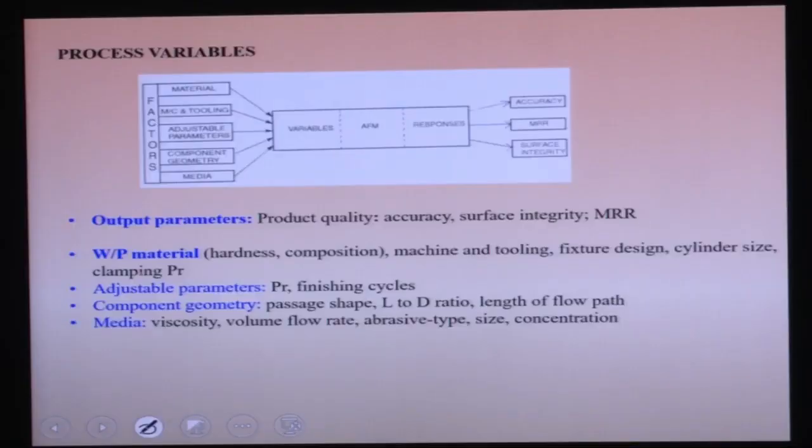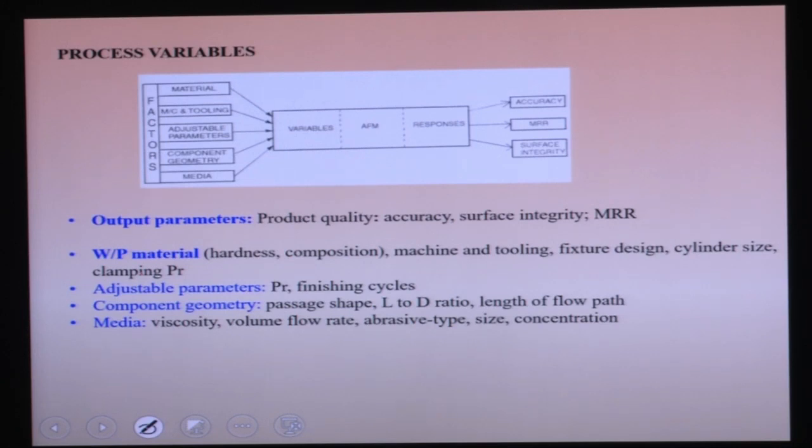Okay, so you can use that kind of media and it can give almost similar efficiency. These are the different process parameters of the abrasive flow machining process. So what are the output parameters? Output parameters obviously are the metal removal rate, how much metal removal you are getting, and also surface integrity. Surface integrity consists of surface accuracy, tolerances, surface roughness, and subsurface damage. All these things come into surface integrity. So these are the output parameters.